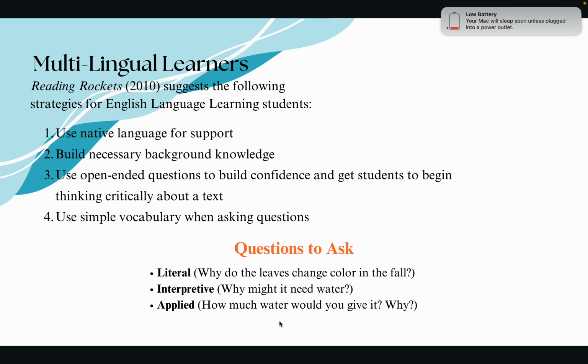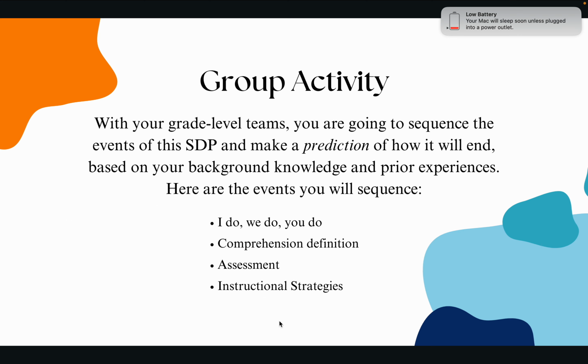Use open-ended questions. This will build confidence and get students to begin thinking critically about a text, and use simple vocabulary when asking these questions. Other questions to ask with all students, not just multilingual, are literal: why do leaves change color in the fall? Interpretive: why might it need water? And applied: how much water would you give it and why? These questions increase in difficulty to answer and will also help them hone in on their comprehension skills.